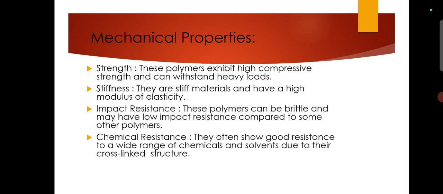Mechanical properties of Novolac include strength, stiffness, impact resistance, and chemical resistance. These polymers exhibit high compressive strength and can withstand heavy loads. They are stiff materials and have a high modulus of elasticity. These polymers can be brittle and may have low impact resistance compared to some other polymers. They often show good resistance to a wide range of chemicals and solvents due to their cross linked structure.